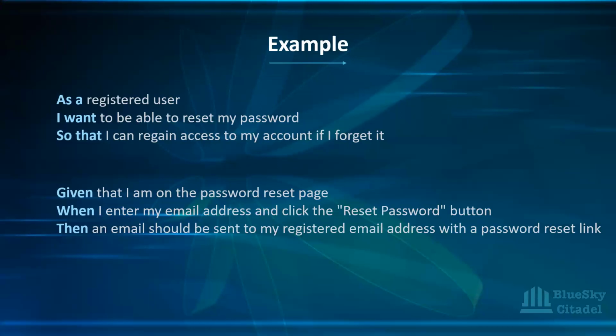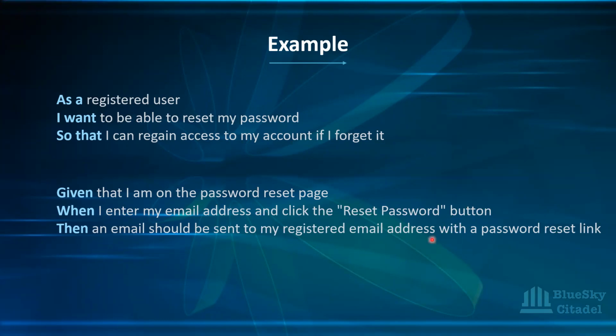So we've started off with the user story. We're now writing the acceptance criteria, given when then, but it's not finished. We have not yet got to the goal that we have here of being able to reset my password so that you can regain access to your account. This is the goal here. We want to do this. We want to be able to reset my password.